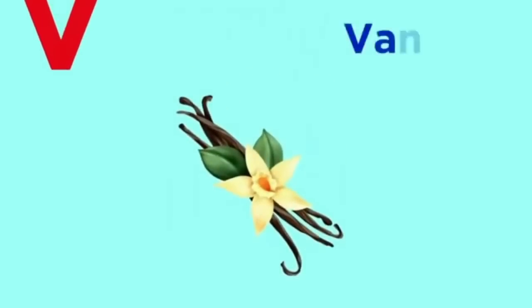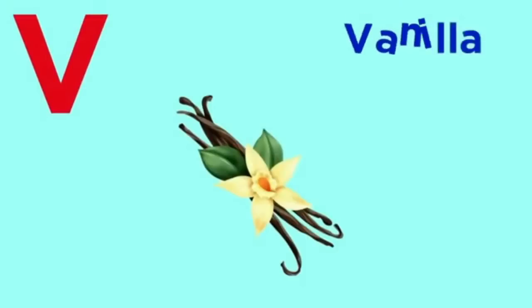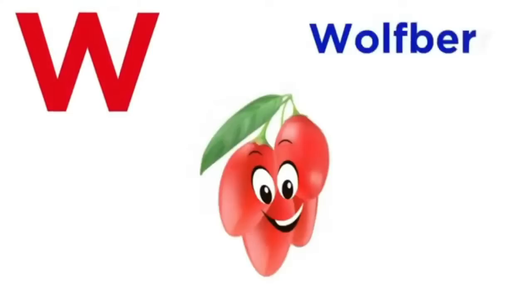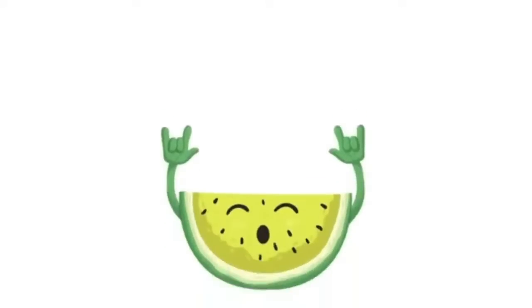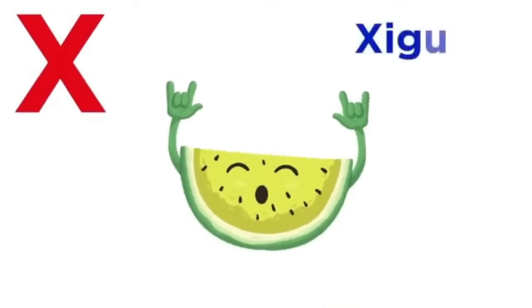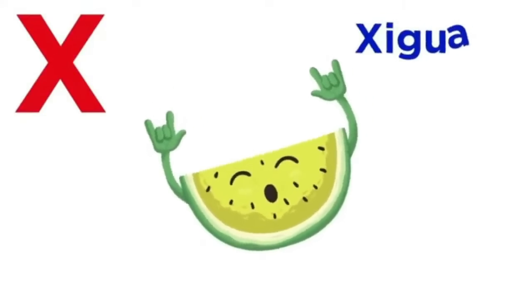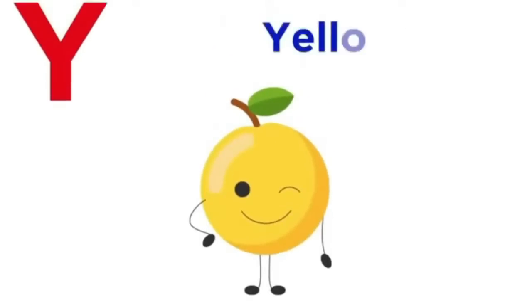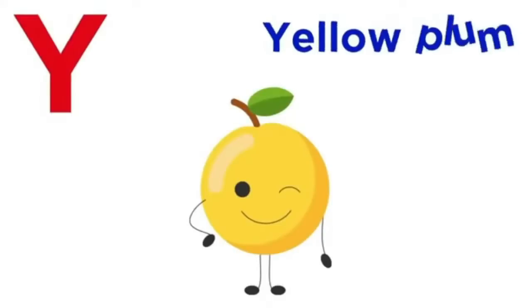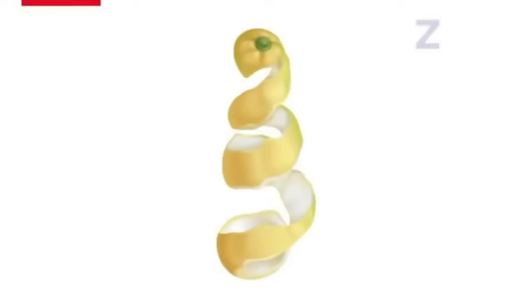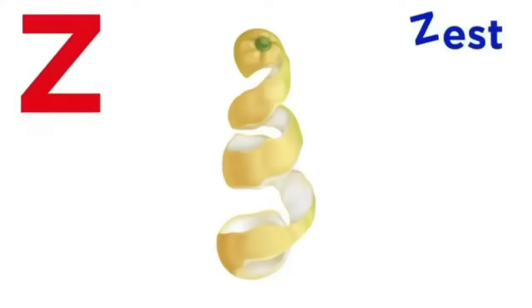V for vanilla, V-A-N-I-L-L-A, vanilla. W for wolfberry, W-O-L-F-B-E-R-R-Y, wolfberries. X for xigua, X-I-G-U-A, xigua. Y for yellow plum, Y-E-L-L-O-W P-L-U-M, yellow plum. Z for zest, Z-E-S-T, zest.